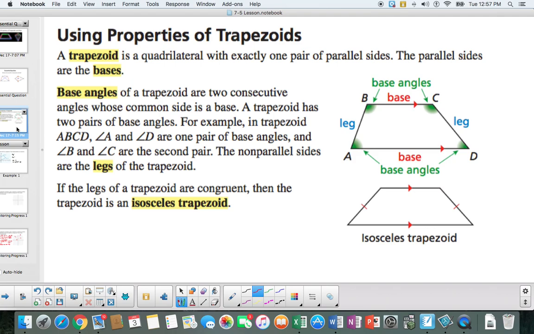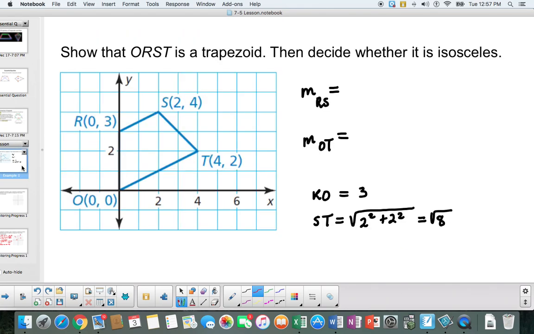We have parts like base angles, we have legs, and when the legs are congruent, we call that an isosceles trapezoid. We want to show that this is a trapezoid, which means we need to show that we have some parallel sides. So I'm going to use the slope formula to find some slopes. I'm going to find the slope of RS, and I can see from the picture that it's rise 1 over 2. So this is going to be 1/2.